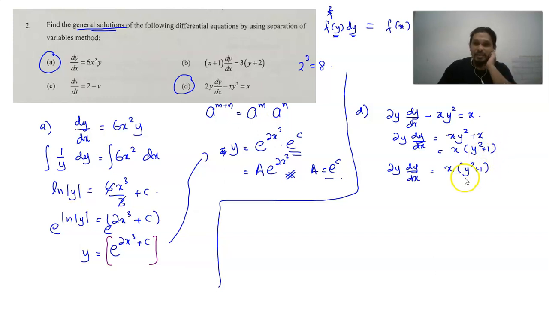Okay, so let's separate the variables, y on the left side and x on the other side. So divide by y squared plus 1 on the right side, and also here come up with 2y divided by y squared plus 1.